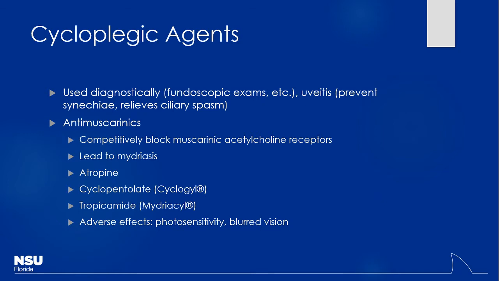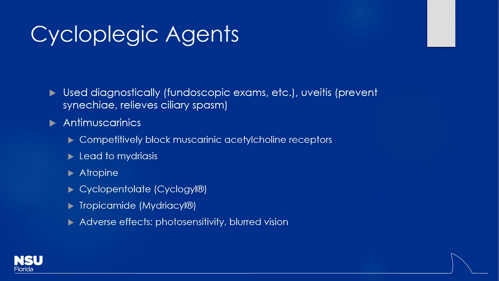We talked about a few drugs like carbachol and pilocarpine in the glaucoma section as being used to help lower intraocular pressure, but they cause miosis and a lot of vision problems for those patients. These cycloplegic agents are going to block the muscarinic acetylcholine receptors instead, causing mydriasis. A couple of different things we can use here include atropine, cyclopentolate, and tropicamide. We use these pretty frequently.